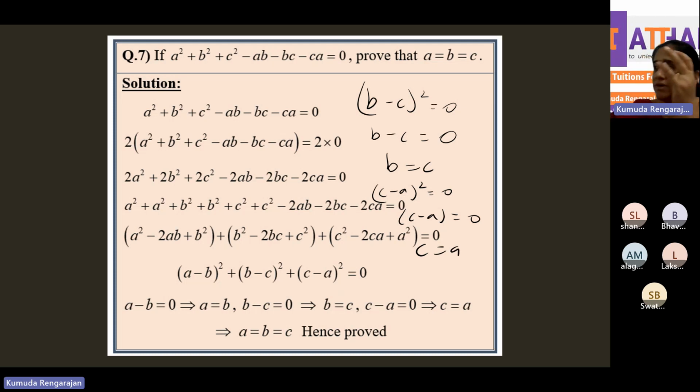So you get a is equal to b is equal to c is equal to a. That means a, b, c all are equal. Proved.